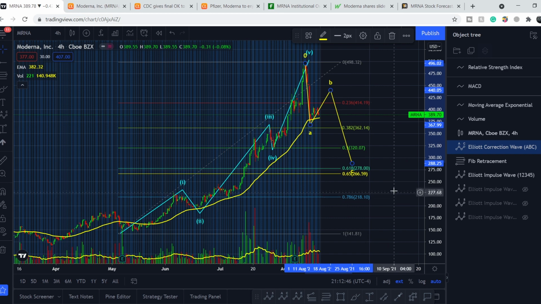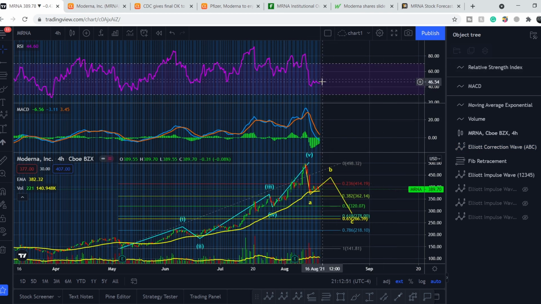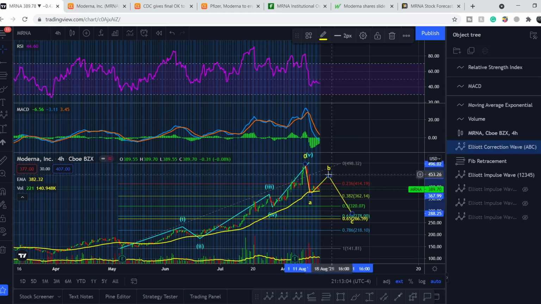And let me show you why I'm thinking so. Right here on RSI, on the 4 hours time frame, we are pretty much neutral. This means we might have price action to the upside, and right here we might find the top of our B wave. And the MACD indicator is also ticking to the upside, and this means we might see this price action.